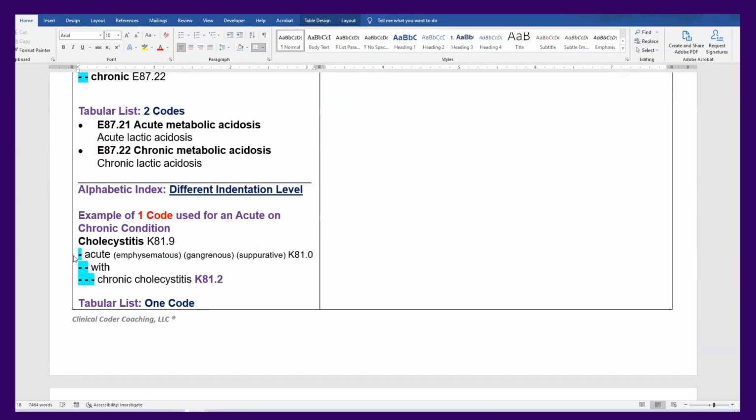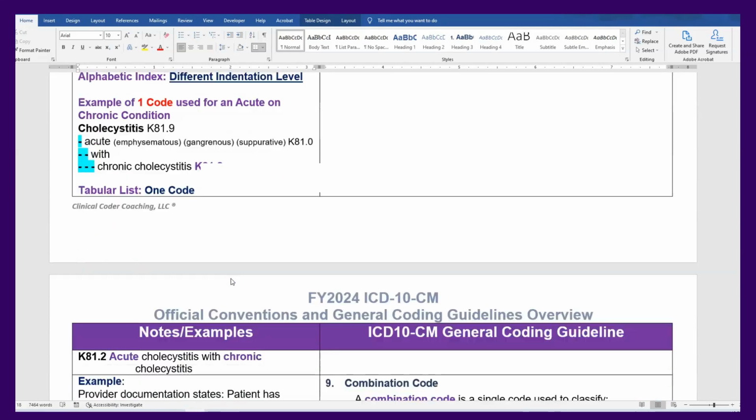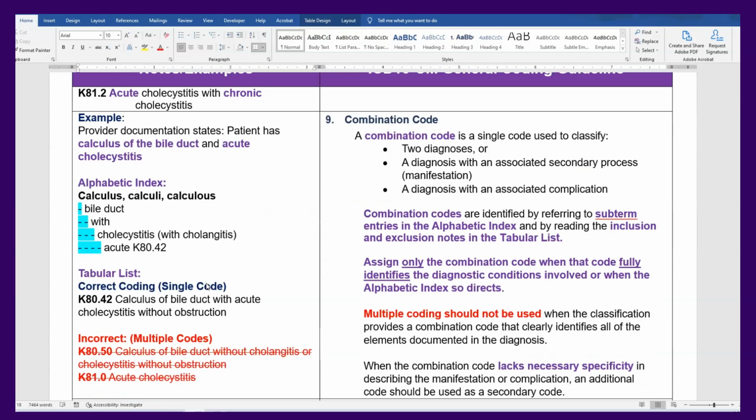Okay. So here we do not have two separate subentries for acute and chronic. The chronic is nestled up under the acute. And I would venture to guess if we look in the index, if we go to cholecystitis, chronic, acute is going to go underneath of that as well. And we're going to land at our combo code. I beat that horse to death. So we're going to move on.